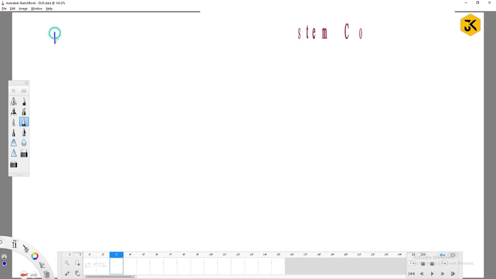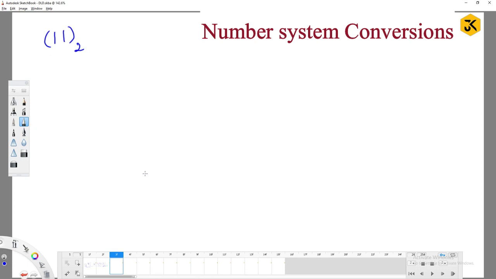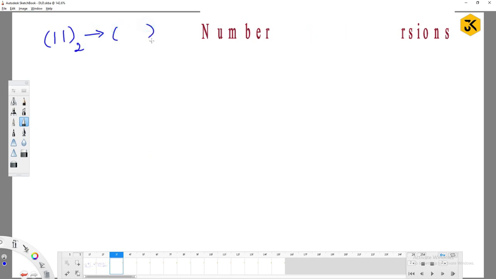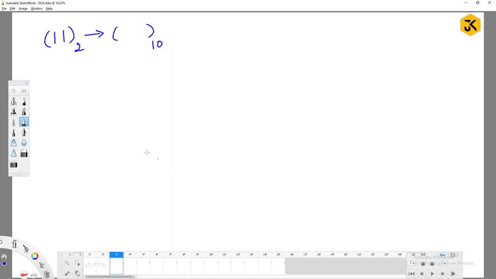A number called 11 in base 2. Now this can be understood directly by the system, right? What is its respective value that we need to understand as human beings? What is this value? Any idea? This is 3.